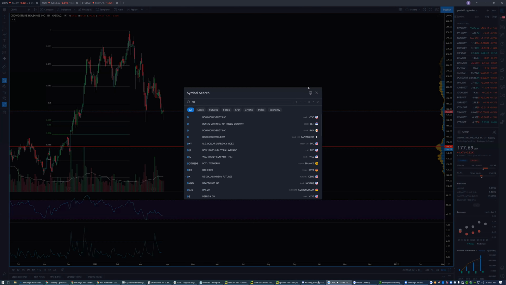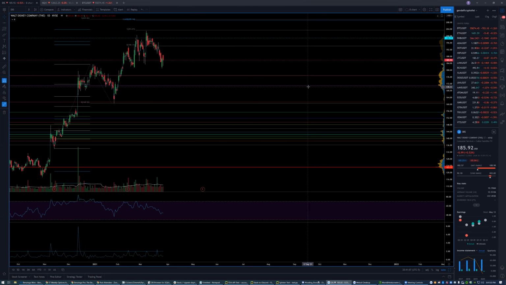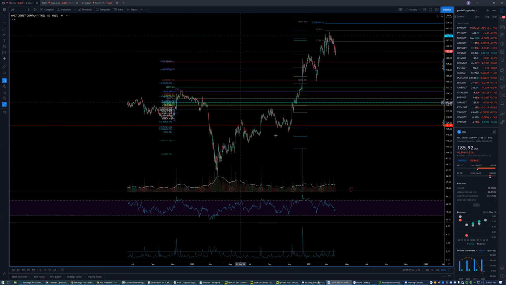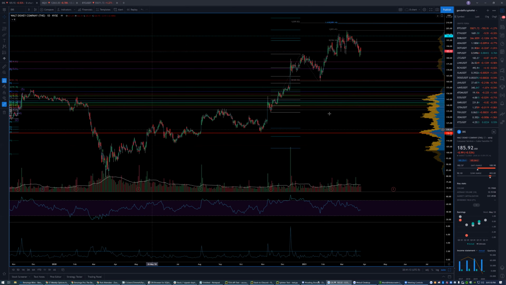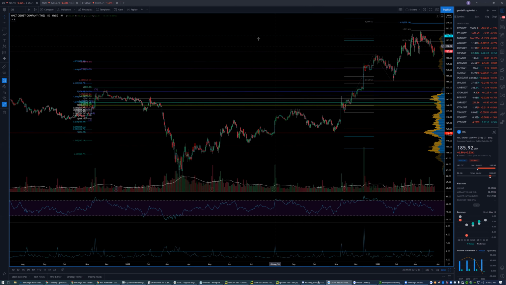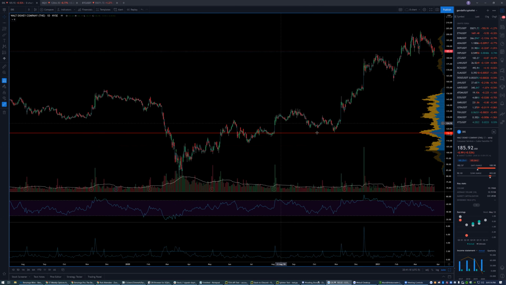Oh my God, this Disney chart never resets for me. It constantly saves, and every drawing that I've ever put on it stays. I have to delete it every time I come to it. It's so bugged.